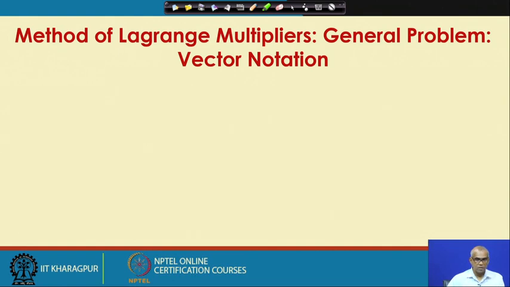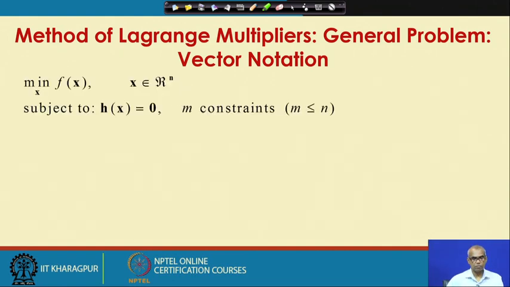We can also express this general problem in terms of vector notation in a more compact manner. So, minimization of f(x), x belongs to n-dimensional real space. So, x is an n-vector, subject to h(x) equal to 0. So, h is an m-vector, that means there are m constraints.